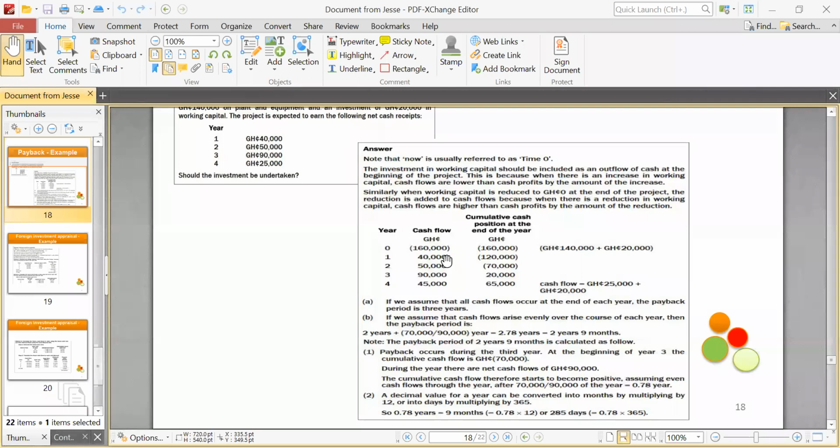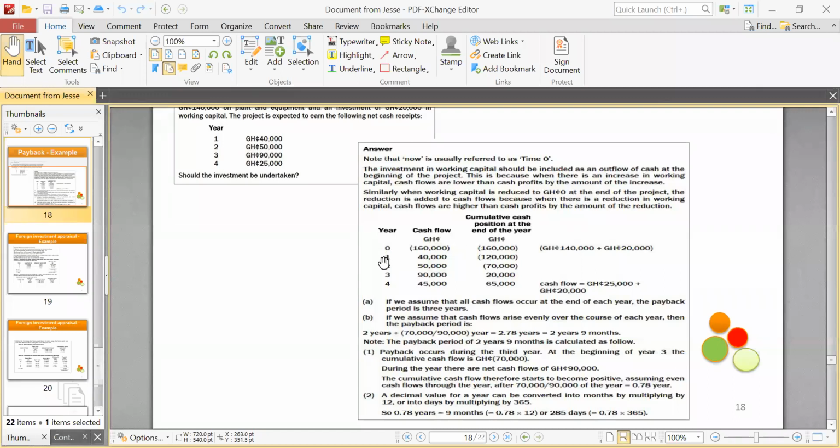Always bring that. Very, very key. Always bring that. Please do that. Now, year zero, you have minus 160,000. So what will be the, nothing has happened though. What will be the cumulative cash position at the end of the year? It will be the same, minus 160,000.